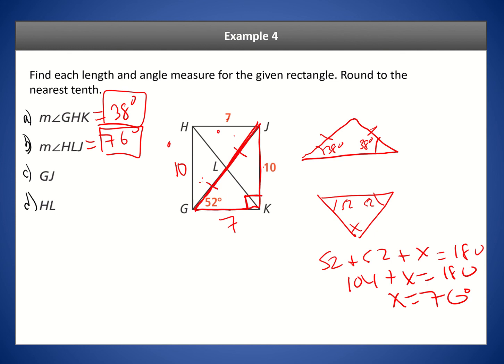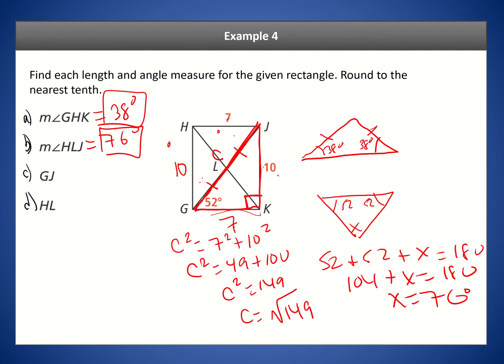So you can hopefully see this right triangle here, 10 and 7, and we'll call this C. We'll use the Pythagorean theorem and say C squared equals A squared plus B squared. So C squared equals 49 plus 100. So C squared equals 149. And the square root of 149 is not a nice number, so I'm just going to leave it as square root of 149. It does say round to the nearest tenth, so we'll get that as a decimal. That's about 12.2.